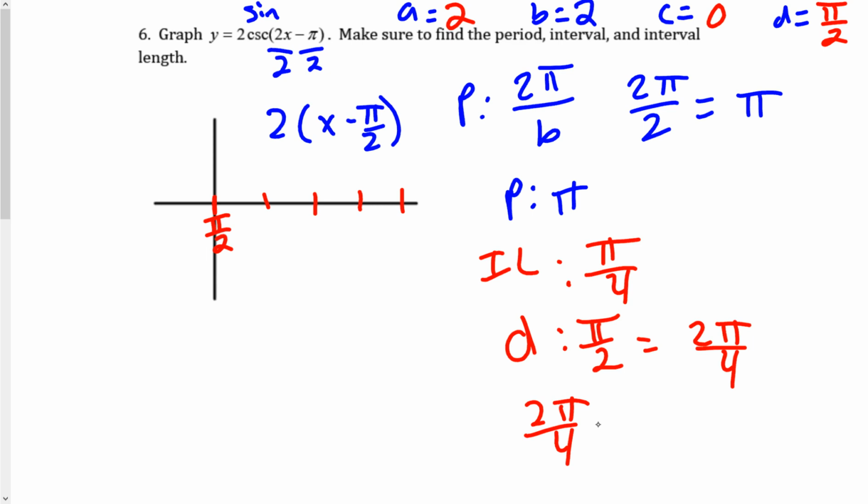So that means I just have 3 pi 4ths. And then I add it again, 4 pi fourths. Don't worry about reducing, that's fine. You don't have to reduce. 5 pi fourths. 6 pi fourths.